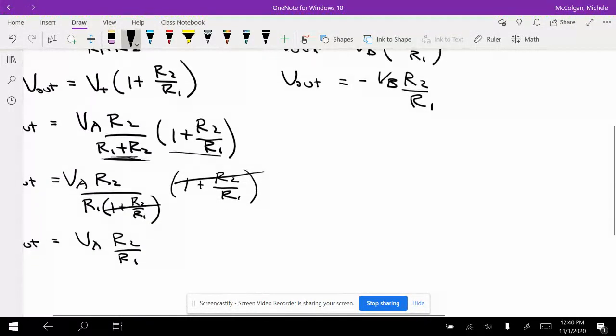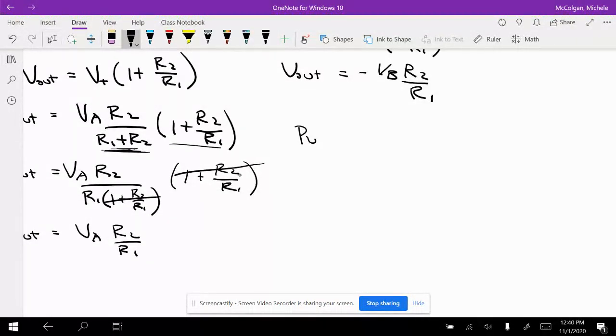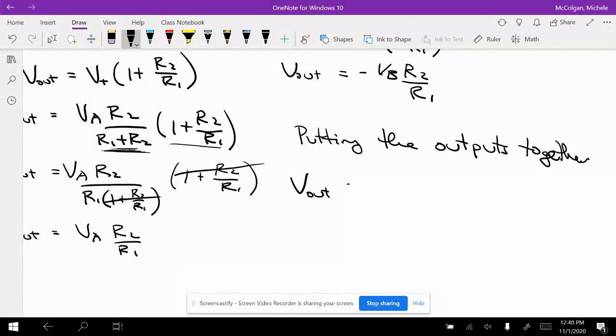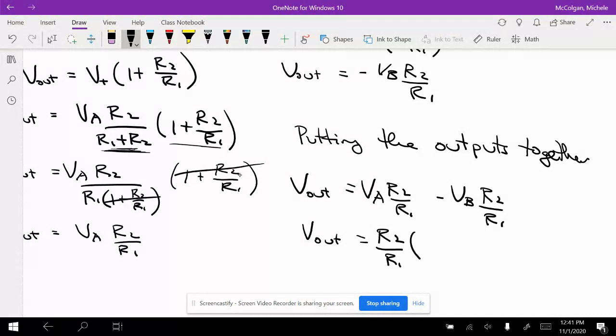And now putting it all together, putting the outputs together, we get V out is equal to VA R2 over R1 minus VB times R2 over R1. And so V out then is just R2 over R1 times VA minus VB.